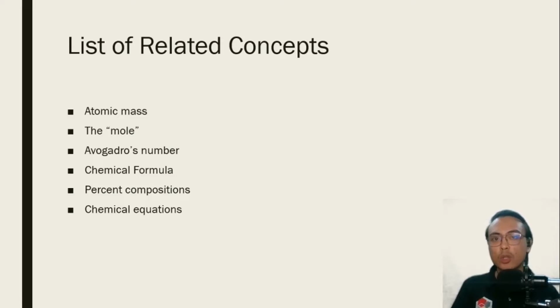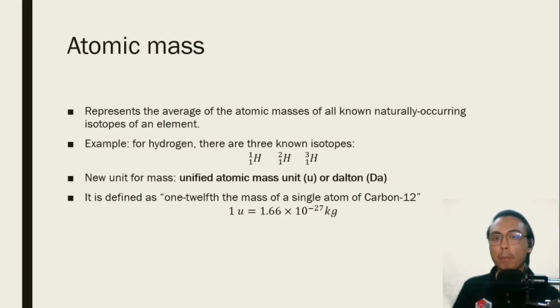Here is the list of related concepts that we will be discussing in our study of stoichiometry: atomic mass, mole, Avogadro's number, chemical formula, percent compositions, and chemical equations. These topics should just be a review for you. So let's refresh your memory. Let's first start with atomic mass.